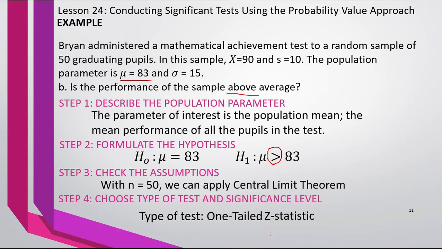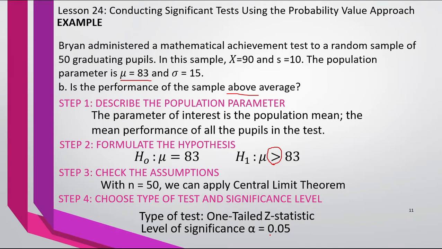To the greater than. This to the right. Very good. So, one-tailed test. Then, what? Yung ating significance level, which is equal to 0.05. Again, parehas lang nung una.